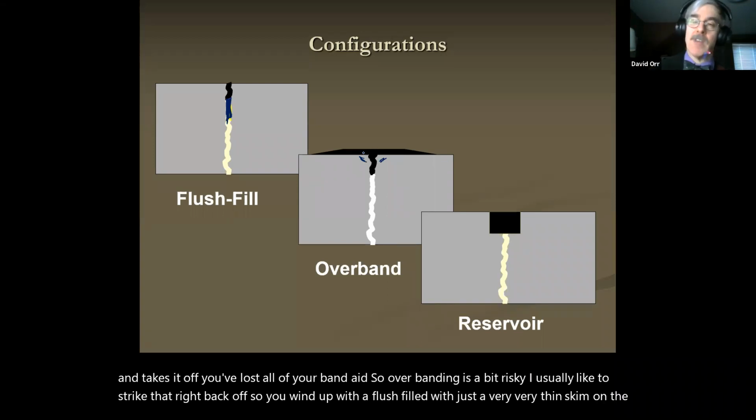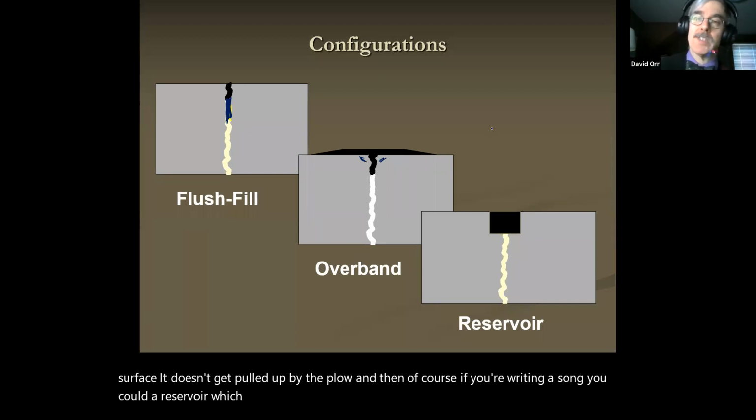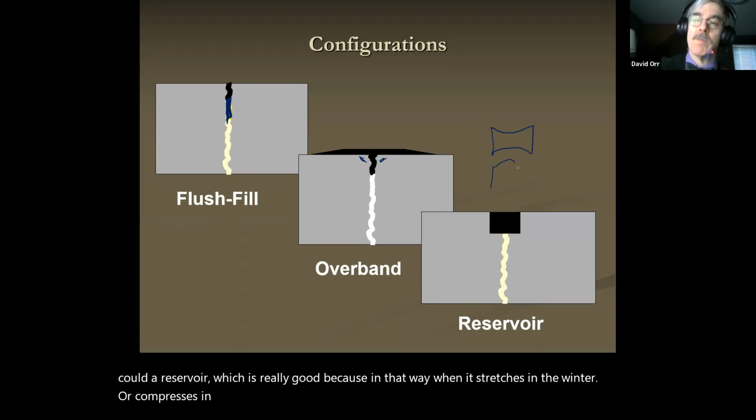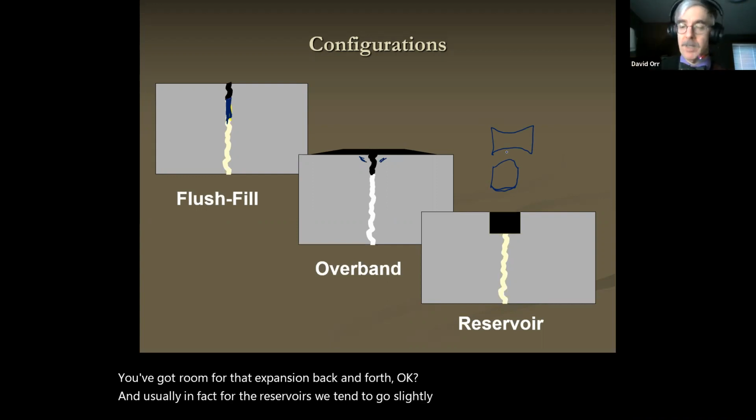And then, of course, if you're routing or sawing, you could have a reservoir, which is really good because in that way, when it stretches in the winter or compresses in the summer, you've got room for that expansion back and forth, okay? And usually, in fact, for the reservoirs, we tend to go slightly low so that it doesn't bump up too much in the summer.